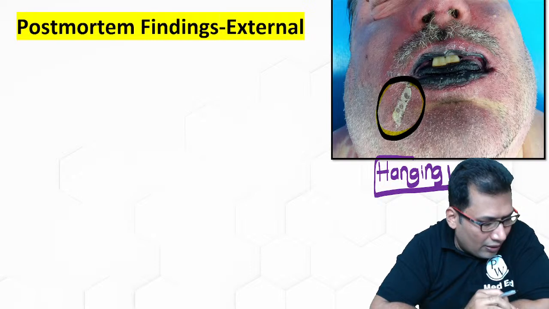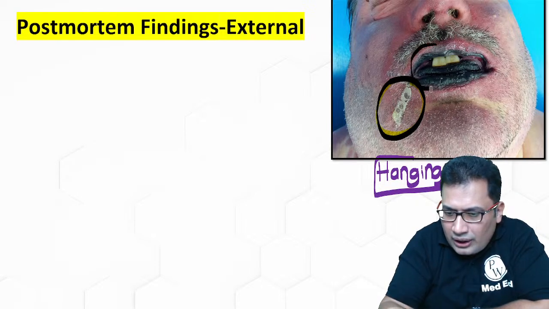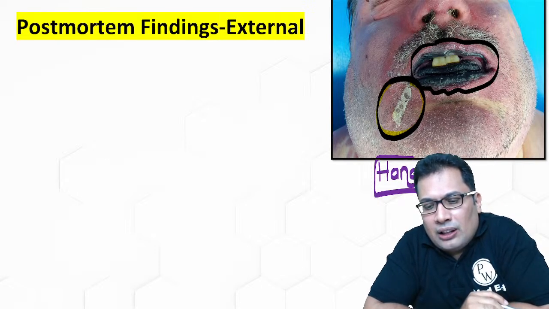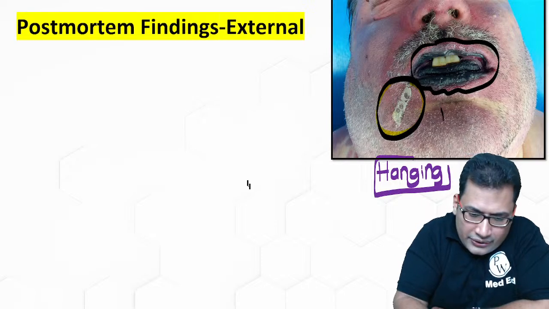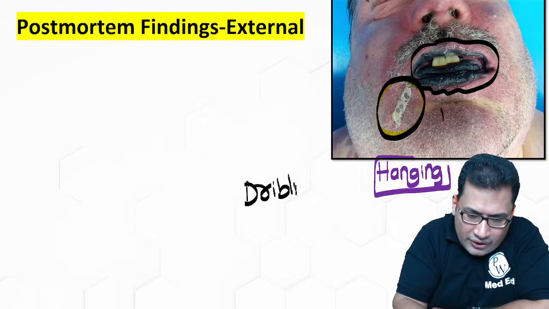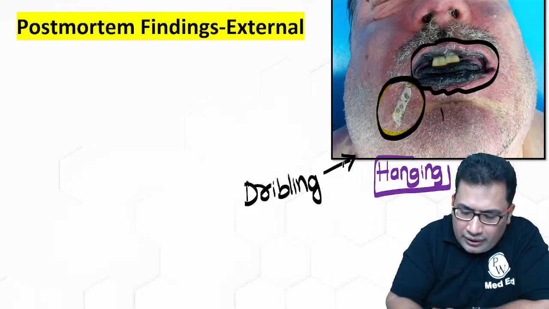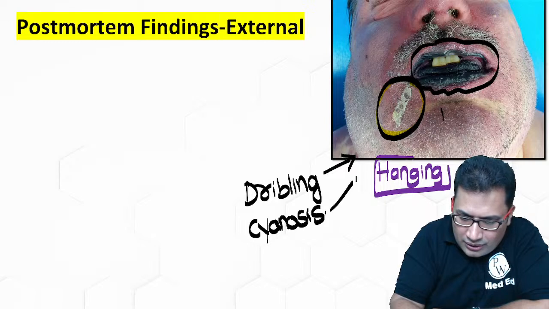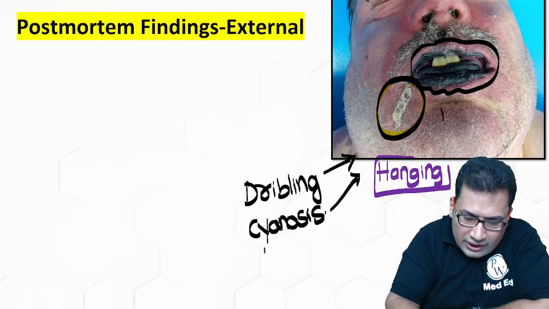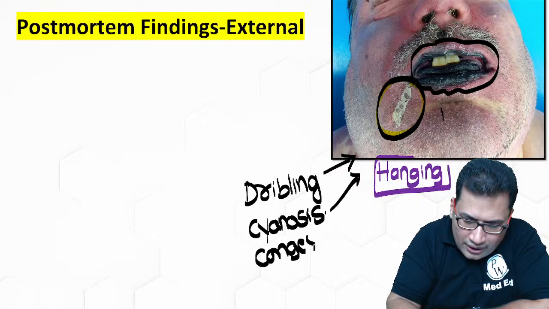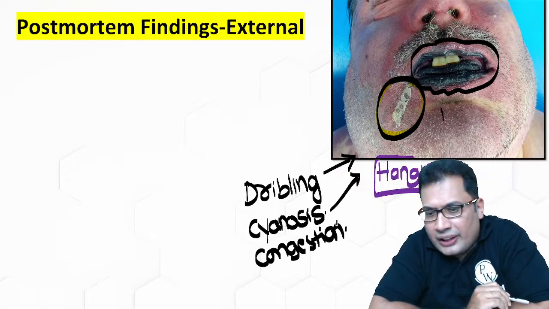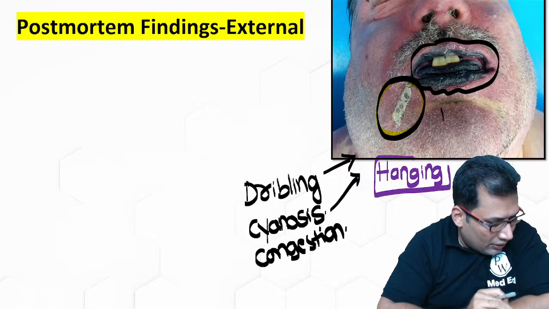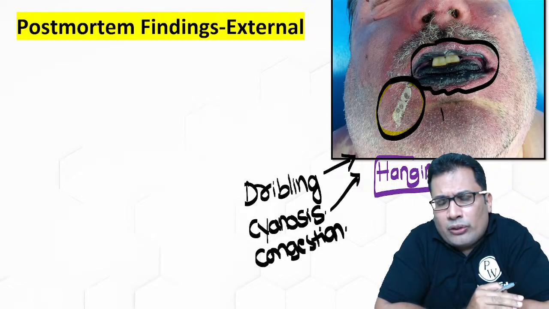Any other finding? You can see around the face, around the mouth, around the lips, there's a finding because of hypoxia and hypercapnia. What is that? Dribbling you've answered, that's fine. You can see cyanosis. Cyanosis also you can see. You can also see congestion, guys. Congestion is there. What else? Anybody? Yes, cyanosis, fine. Let's see what are the findings in case of hanging.